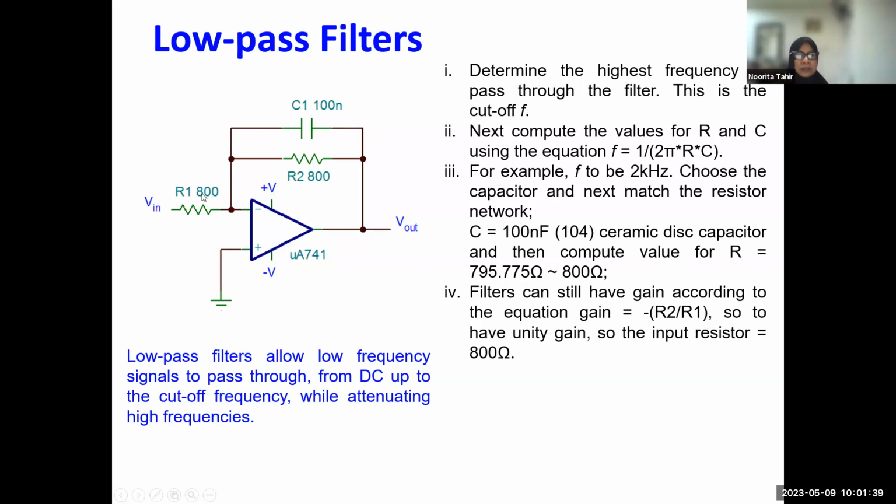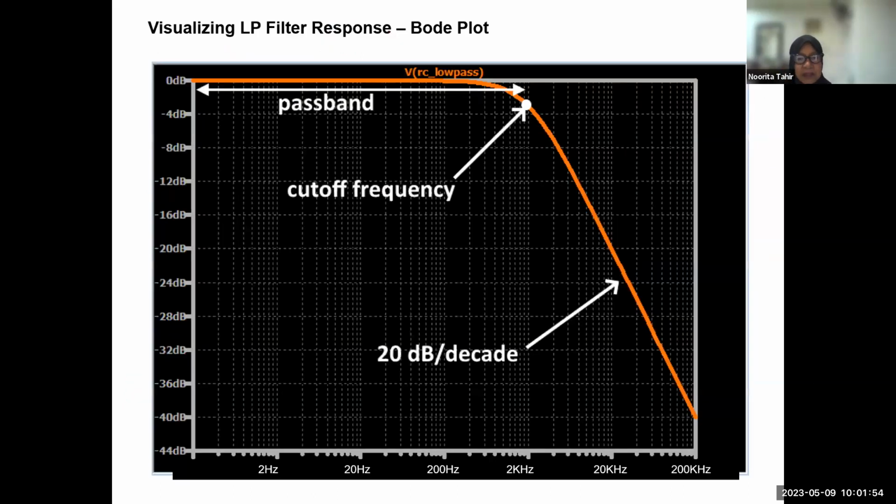So again, we assume that R1 is equal to R2. That's how we set the frequency for this kind of filter. And this is how the plots look like for that particular filter at 2 kilohertz. 2 kilohertz is somewhere here.